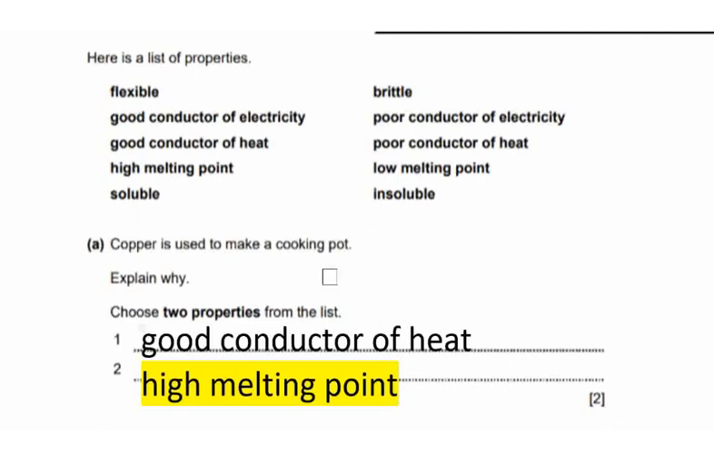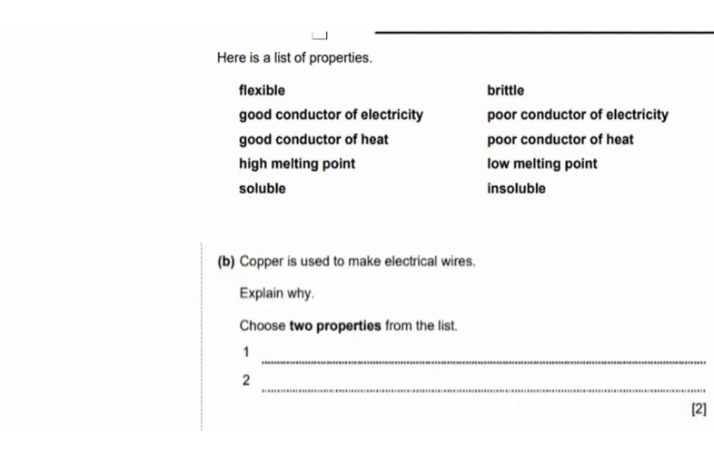The answer is it is a good conductor of heat. That's why copper is used to make a cooking pot, because it has to conduct the heat, and it has a high melting point. Question B.